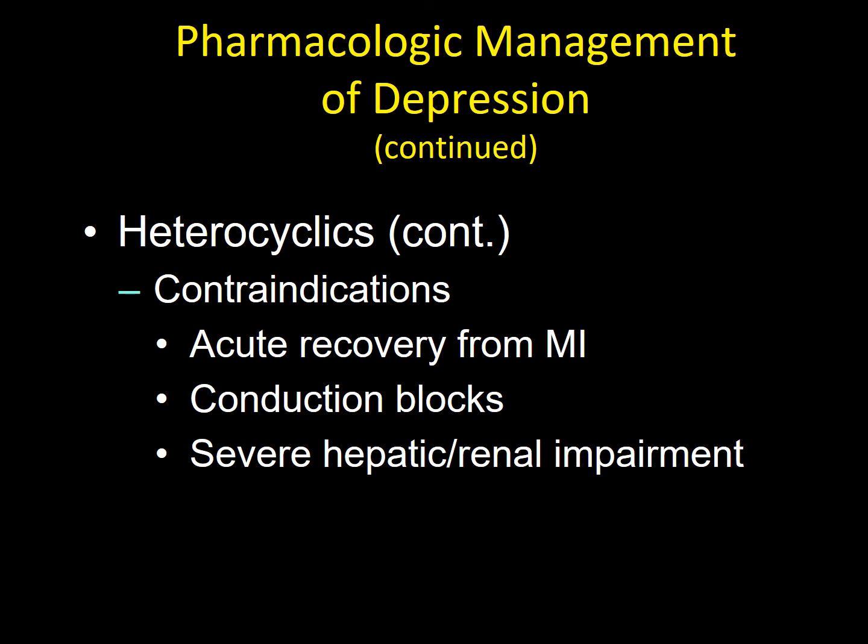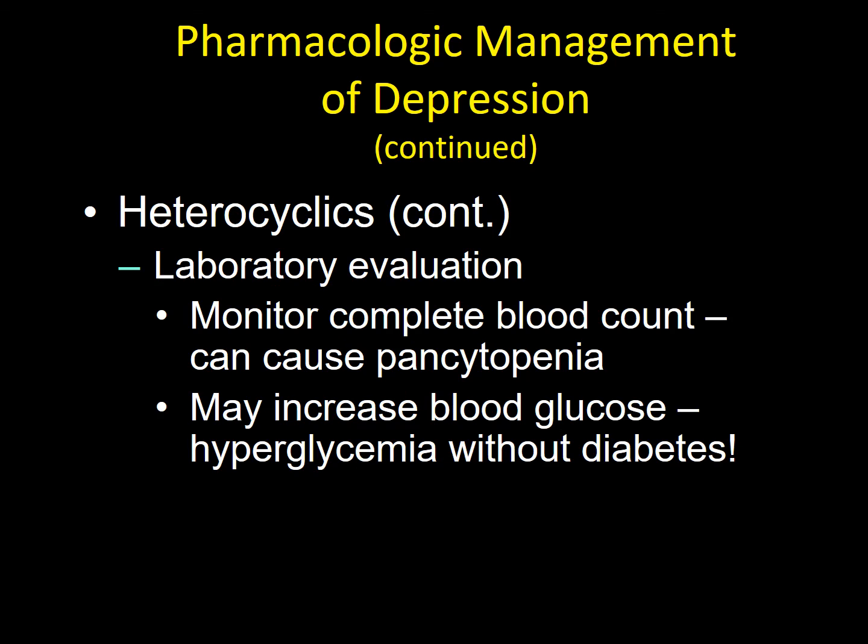Yeah, lots of contraindications, mostly because of the potential danger of them. Also, in terms of laboratory evaluation, the heterocyclics can change some things. These can suppress blood cell development. They can lower your red blood count, your white blood count, your neutrophils. They can put people at risk for anemias and infection.